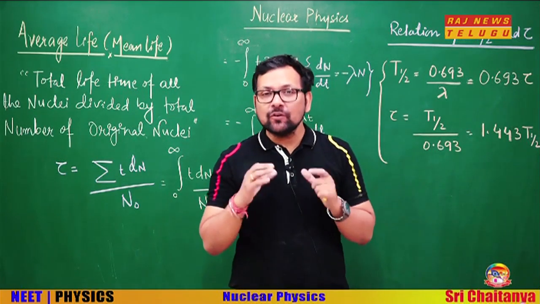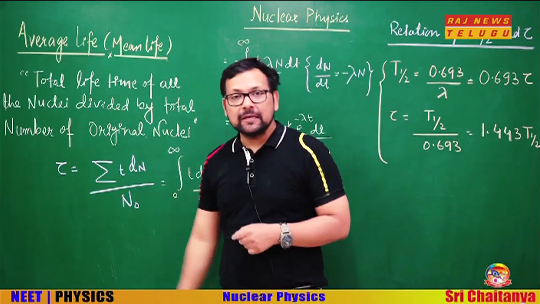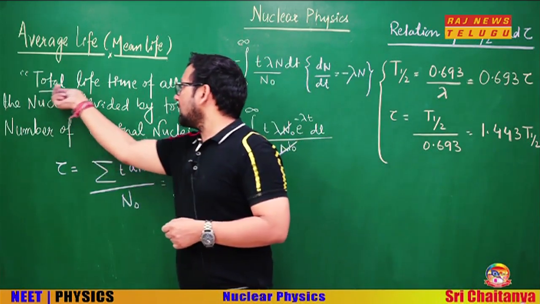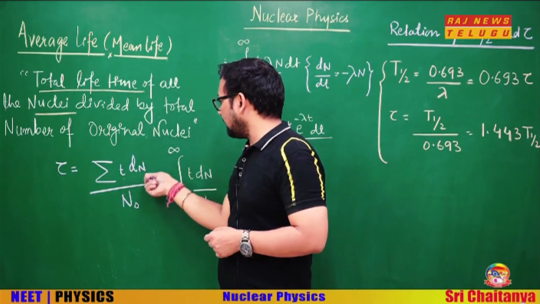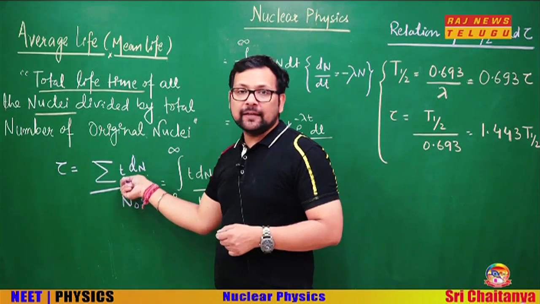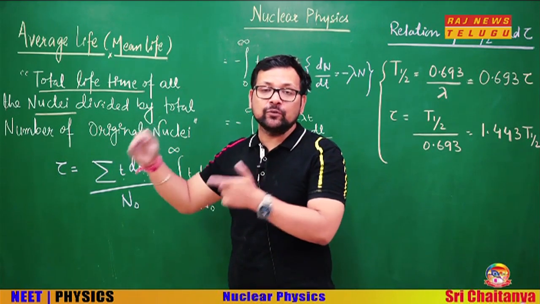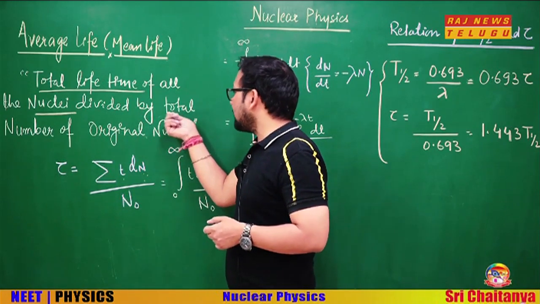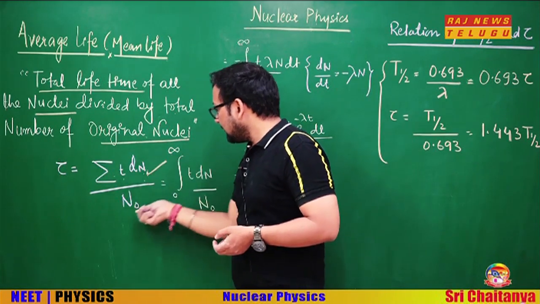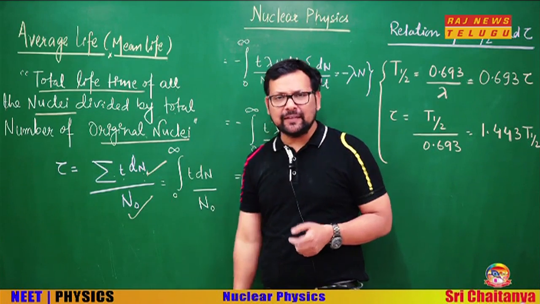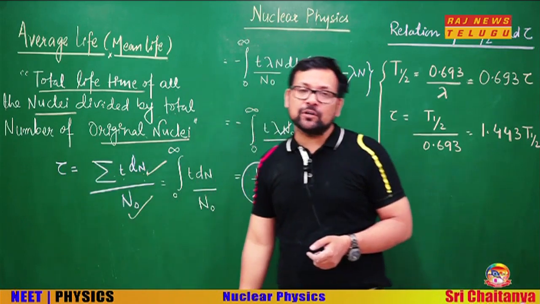Now we will see what is the mean life, or the average life. That is our topic. See the definition: it is the total lifetime of all the nuclei, summation of t dN, adding t1 dN1, t2 dN2 and so on, divided by the total number of original nuclei. Dimensionally also you can see d and N cancel, and the summation of all the t is the average or mean life.